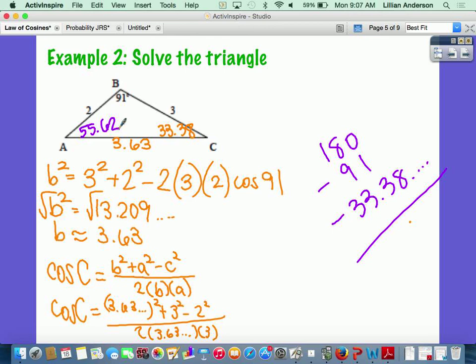Say you work this out, you do all the math, all your numbers have to add up to 180 degrees. Questions using side angle side.